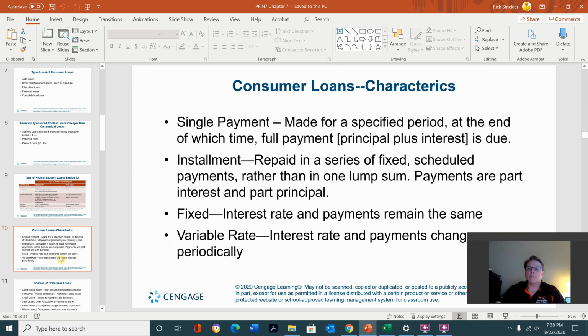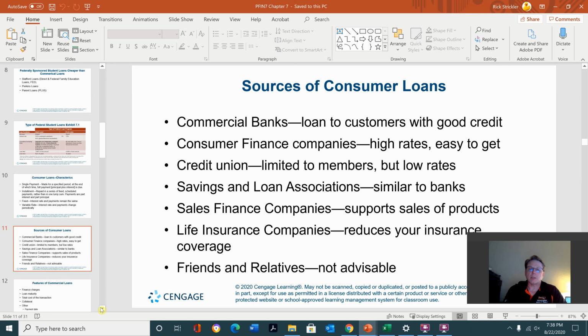Consumer loans: single payment, made for a specific period of time; installment, repaid in a series of fixed scheduled payments rather than a lump sum. Fixed interest rates, variable interest rates; it depends on the loan as to which one it is.